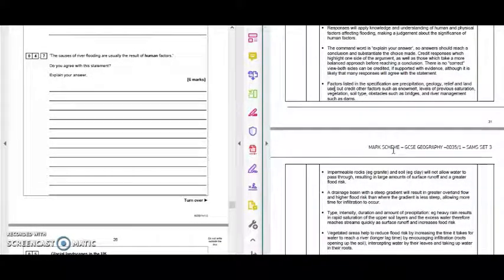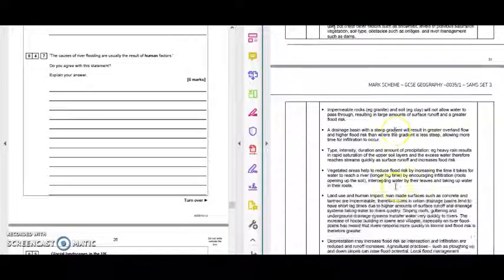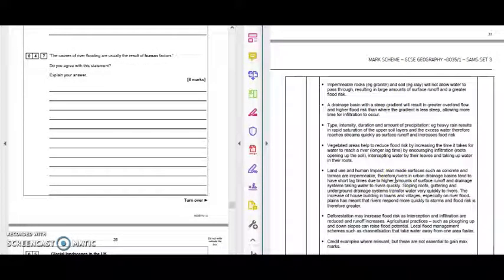4.7, the causes of river flooding are usually a result of human factors. So we're going to have to assess whether we agree with this statement or not. In terms of human factors that can create flooding, there are loads of different things. For instance, there can be lots of man-made surfaces such as concrete and tarmac, which are called impermeable. They don't let water through them.